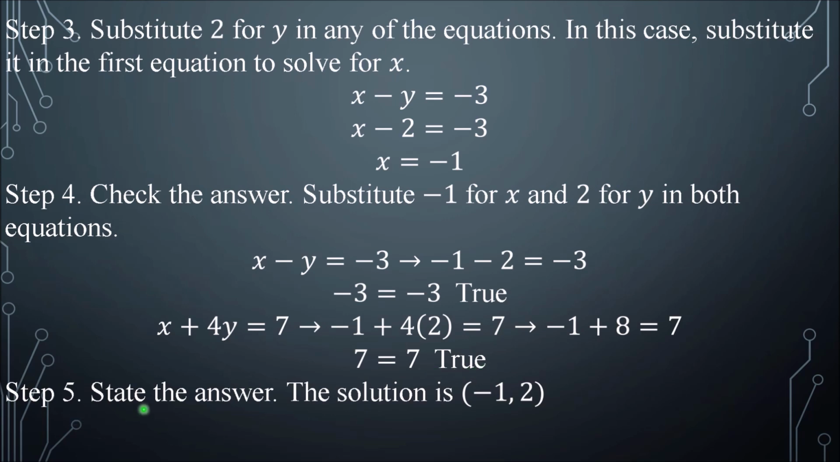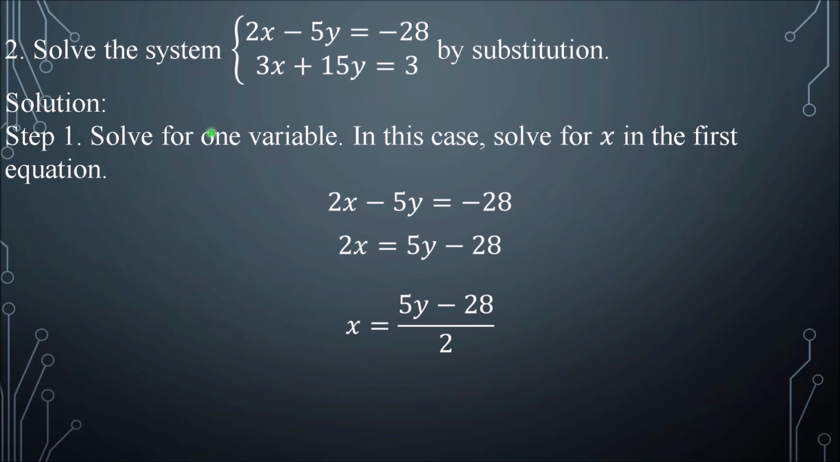Now, let's have the last step. State the answer. The solution is negative 1, 2, because this ordered pair satisfies the first equation and the second equation.